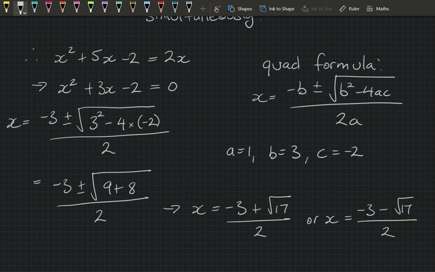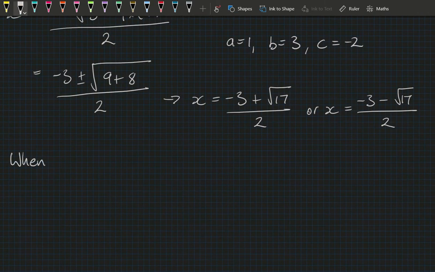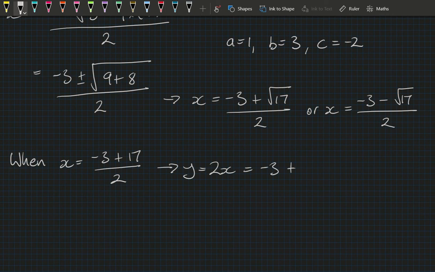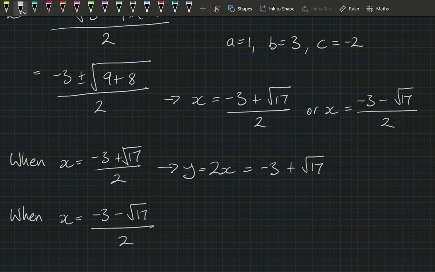And remembering that that linear equation is y equals 2x, when x is equal to minus 3 plus the square root of 17 over 2, then y equal to 2x is minus 3 plus the square root of 17. And similarly, when x is equal to minus 3 minus the square root of 17 on 2, y equal to 2x is equal to minus 3 minus the square root of 17. Okay, so they're the actual answers.